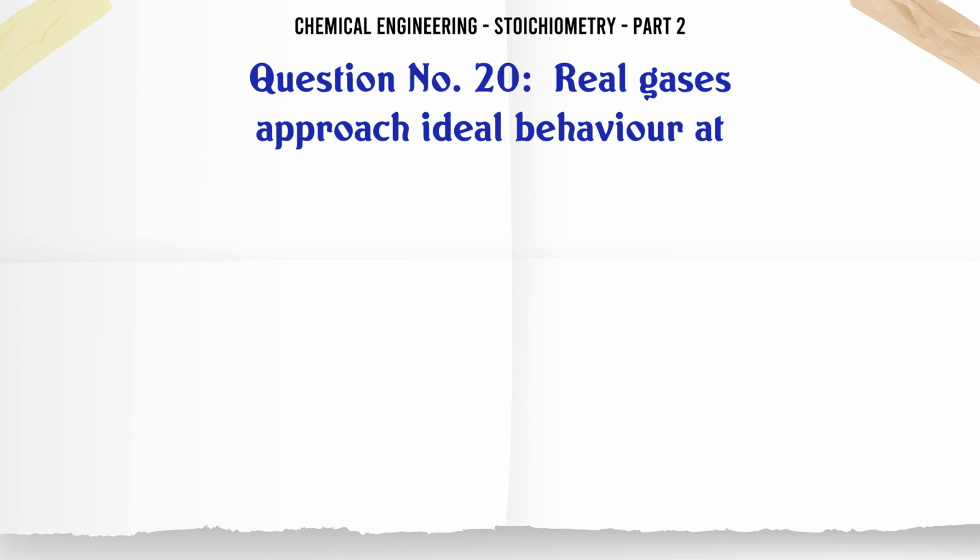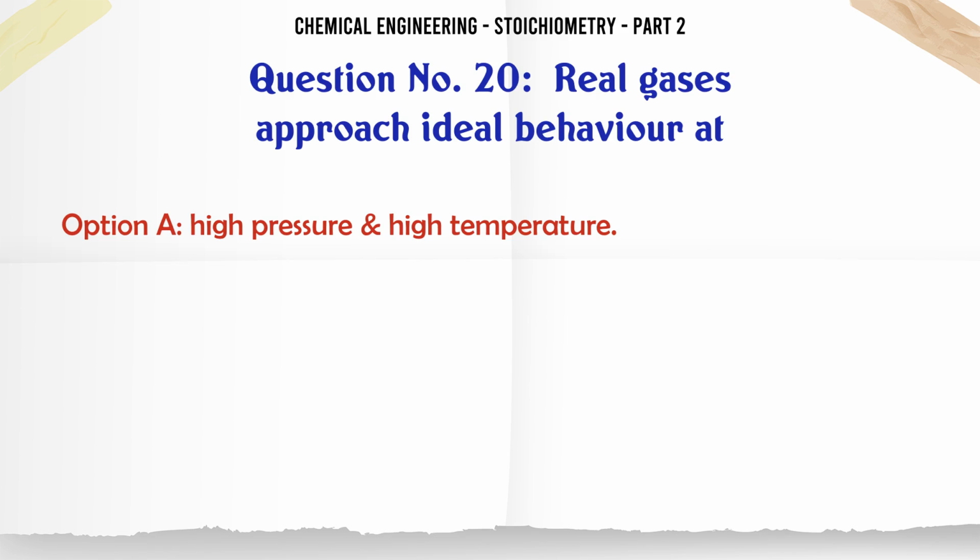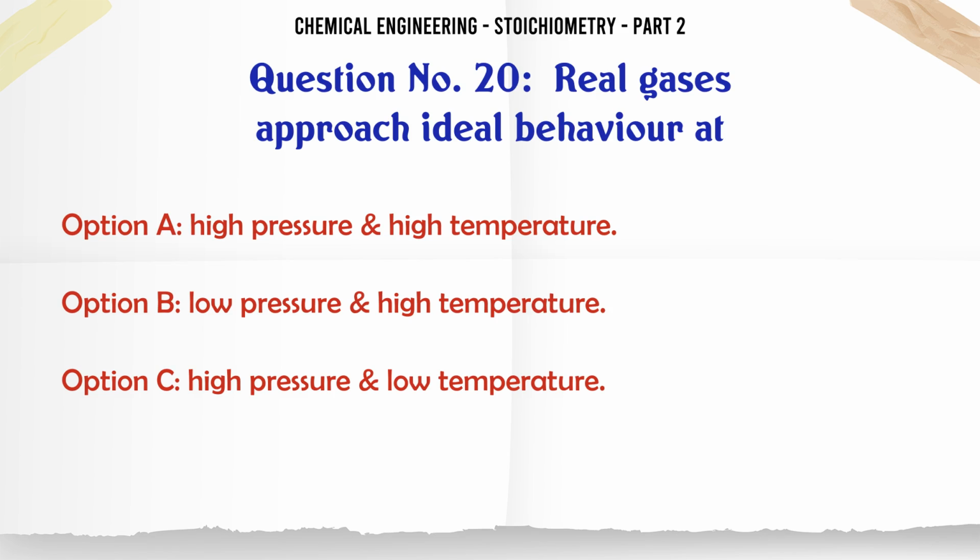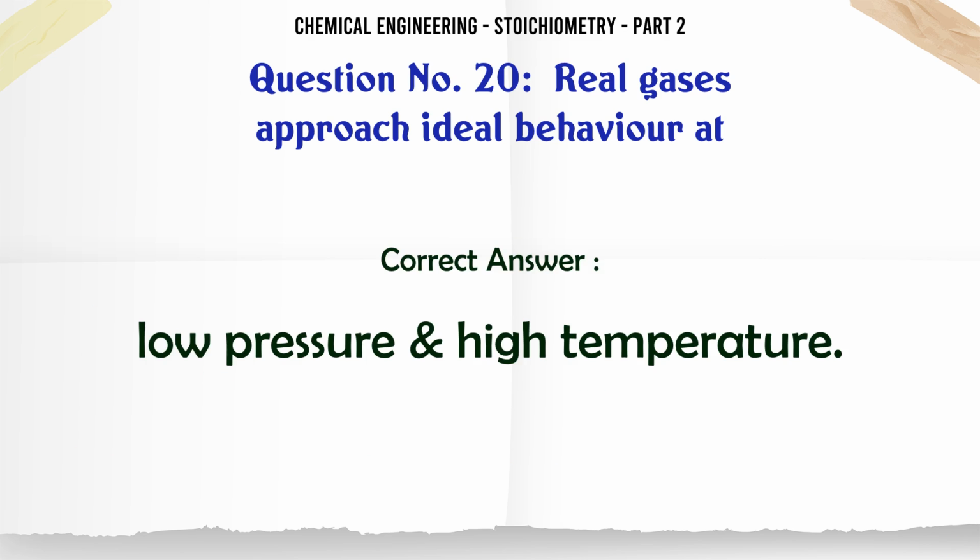Real gases approach ideal behavior at: A high pressure high temperature, B low pressure high temperature, C high pressure low temperature, D low pressure low temperature. The correct answer is low pressure high temperature.